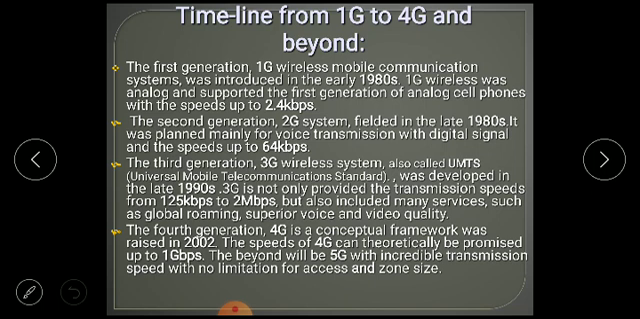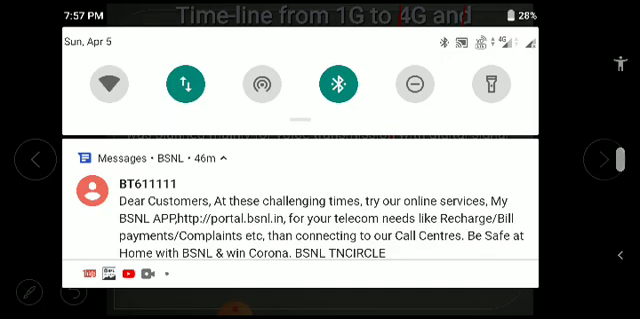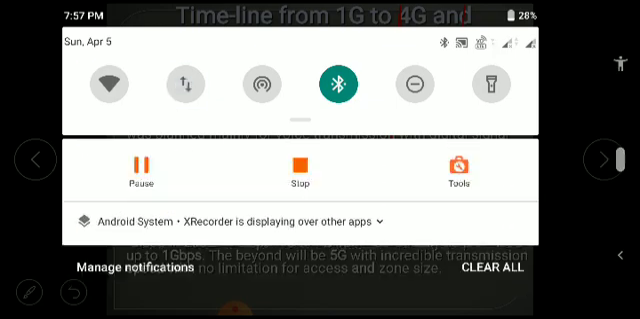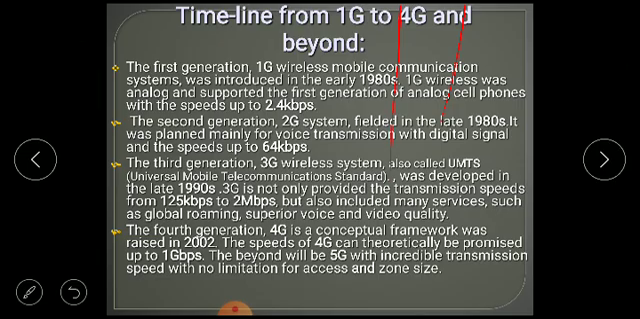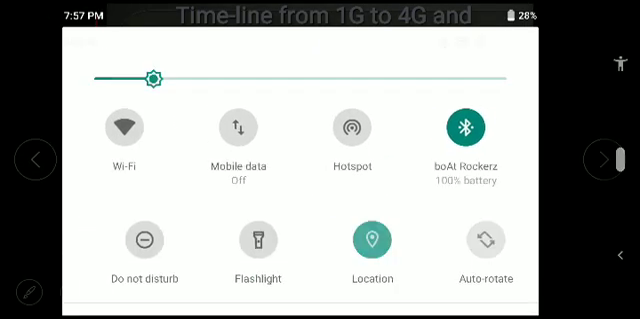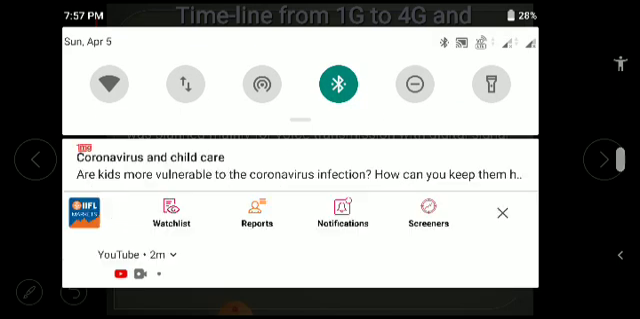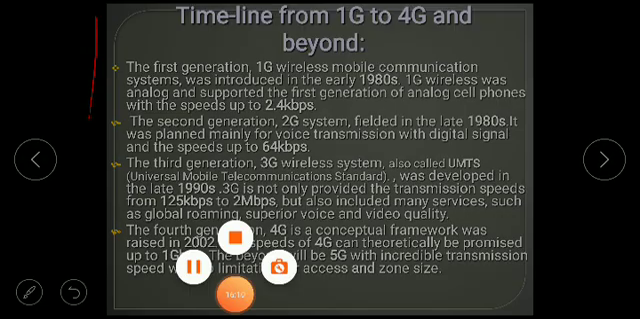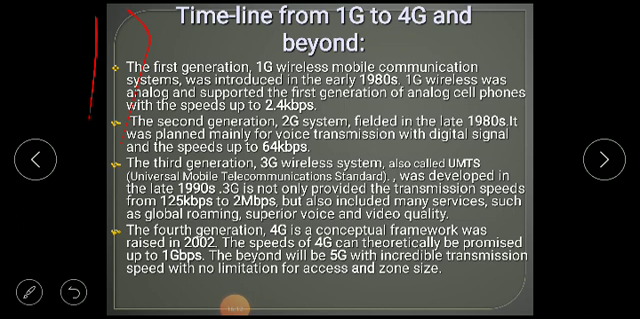So earlier in the first generation it was analog cell phones, and now in the second generation it was a digital signal, right? So the speed is enhanced up to 64 kilobits per second, right? So the second generation system was a digital system with a speed of 64 kilobits per second.